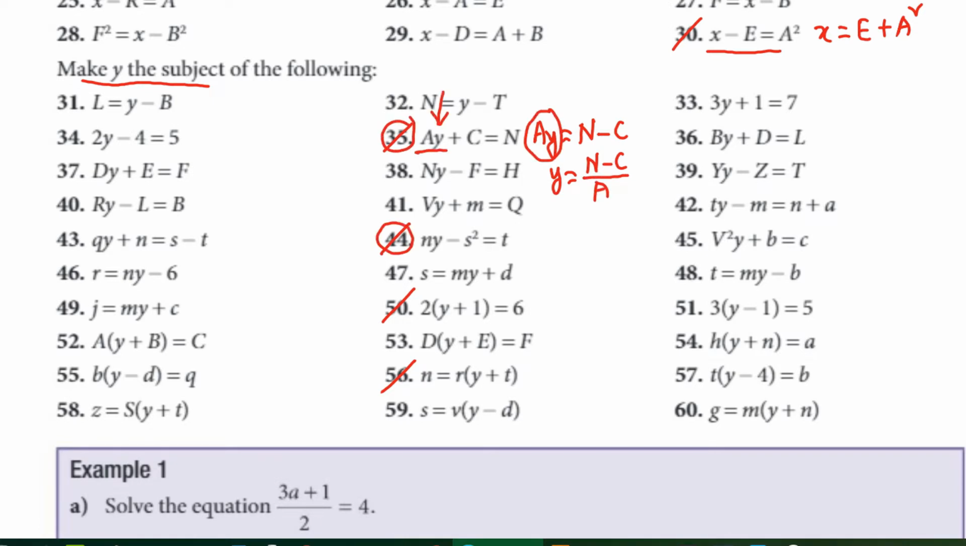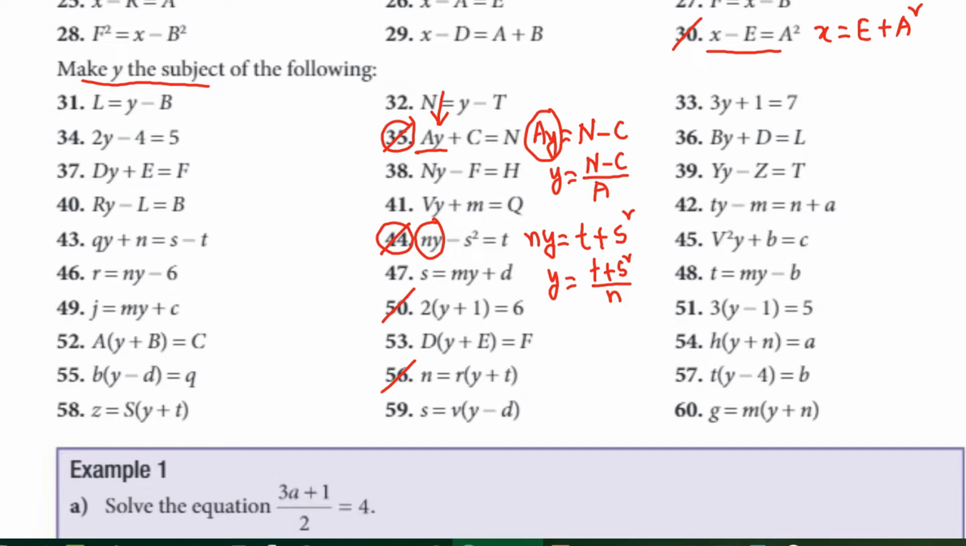Let me see question number 44. It is written here, so make ny a subject first. We can write ny equals to t plus a square. Take a square to the right side first, then you can make y as a subject. y equals to t plus a square divided by n. This is the answer of question 44.